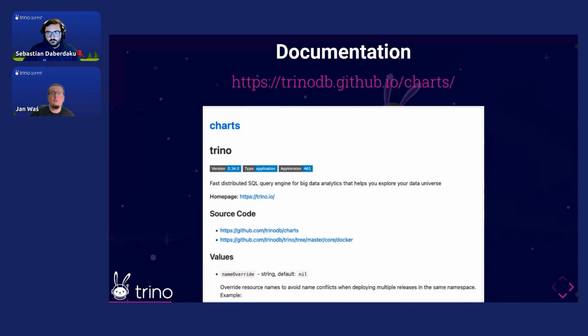If you open the same URL that you can add to Helm as a repository, you will see the documentation for the chart, and this is automatically generated from the values YAML file. So everything you see on this web page is also available as comments in the default values YAML, including all the examples.